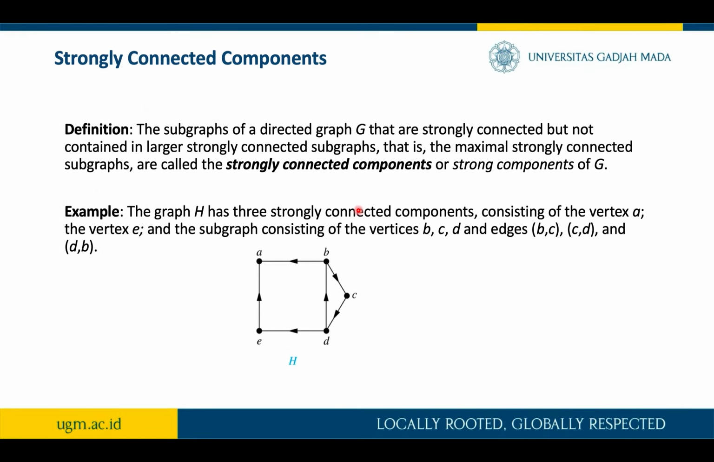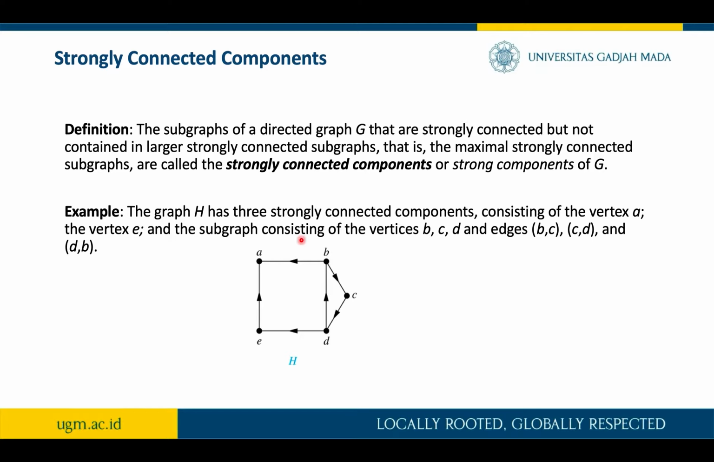Related to strongly connected, we also have a component in the graph. It is a subgraph of a directed graph that is strongly connected but not contained in a larger strongly connected subgraph. So it is a maximal strongly connected subgraph. It is called a strongly connected component, or strong component, of G. So here, if we find a maximal subgraph which is strongly connected, then that's a strongly connected component.